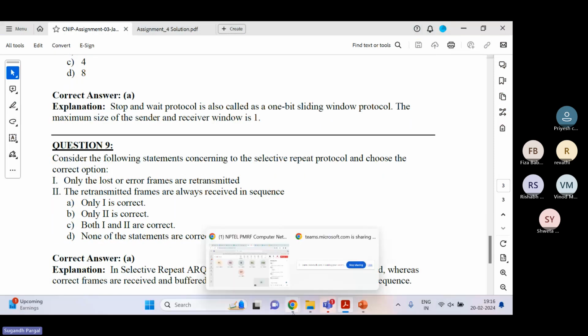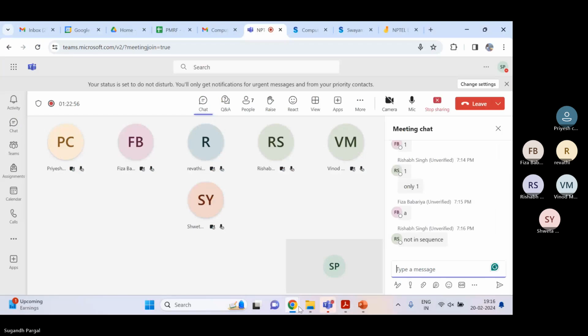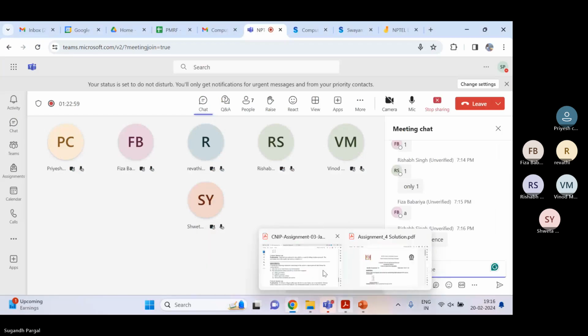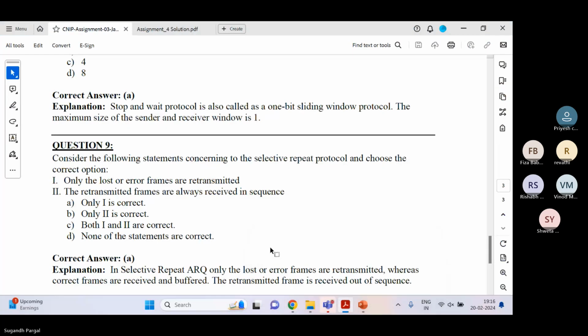So the answer is A. In selective repeat ARQ, only the lost or error frames are retransmitted, whereas correct frames are received and buffered. The retransmitted frames are received out of order.